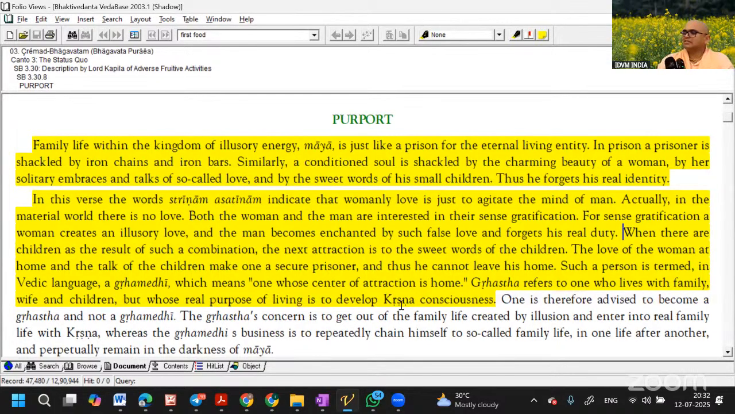It's not that they reject the wife and children, no. You can take the help of them to become Krishna conscious. Don't use it for sense gratification. If you don't have them, it's very good. No need to have. Brahmachari, don't go further.